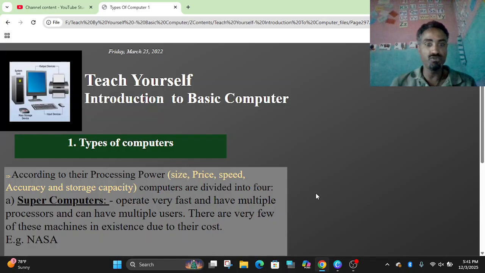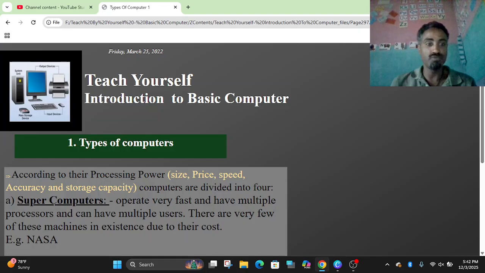Computers are divided into 4 in general. These are the criteria that classify one computer type from the other. According to their processing power means one computer differs from the other based on size, price, speed, accuracy, and storage capacity. We have 4 types of computers. These are the criteria that classify the 4 computers in general.